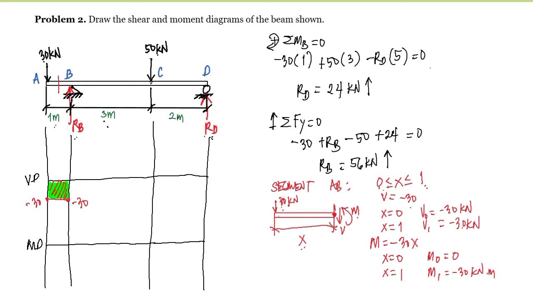And for the moment diagram for the segment AB, we have here at x is equal to 0, the moment is 0. So we have 0 here. And at x is equal to 1, that is negative 30. So in here, we have negative 30. Since this is the equation of a line, we're just going to connect the 0 here and the negative 30 by a straight line. And this is our moment diagram.